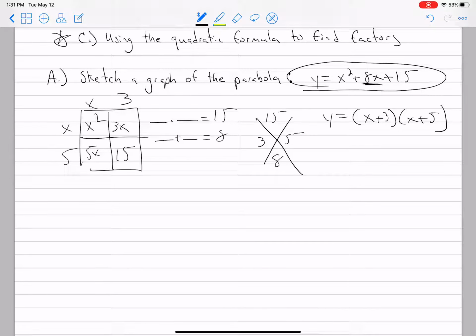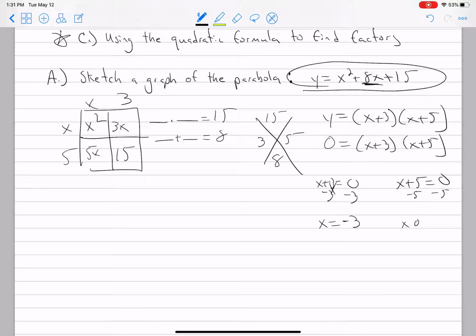Cool. Now, since I'm solving for x intercepts, I need y to equal 0. So 0 equals x plus 3 times x plus 5. And so I know either x plus 3 needs to equal 0, or x plus 5 needs to equal 0. So x equals negative 3, or, excuse me, x equals negative 5. Right? So I just found out my x intercepts. So my x intercepts are negative 3, 0, and negative 5, 0.